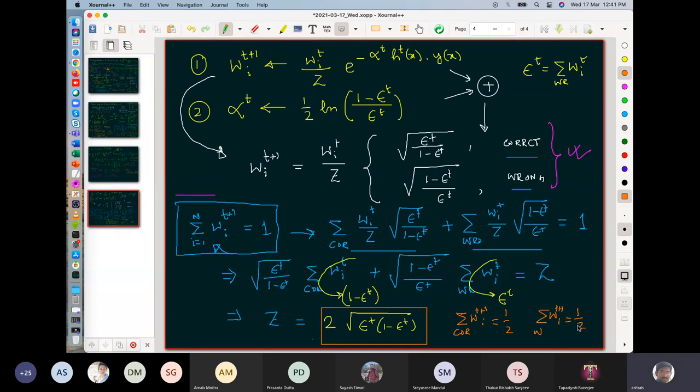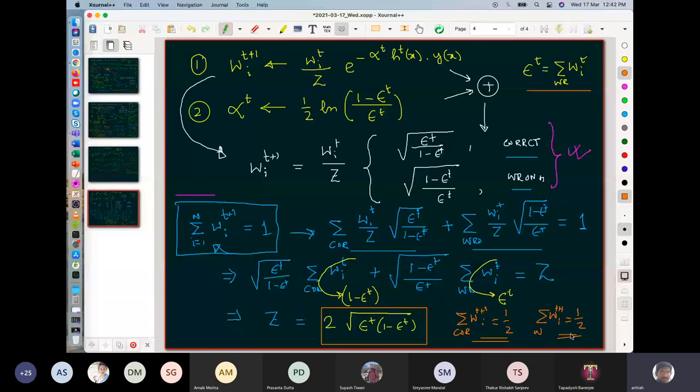Yes or no? Getting it? Because this is the sum over the correct points. What is a correct point? 1 minus epsilon t. This is 2 into epsilon t root over epsilon t into 1 minus epsilon t. So in the denominator only 1 minus epsilon t remains, and 2 remains. Here the summation, due to this formula, 1 minus epsilon t comes over the correct points. 1 minus epsilon t cancels and you get this. Agreed? Yes, sir. Yes. And you get this.